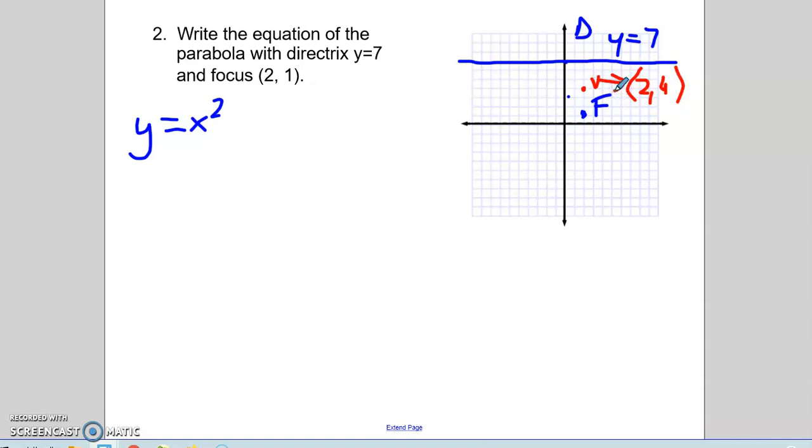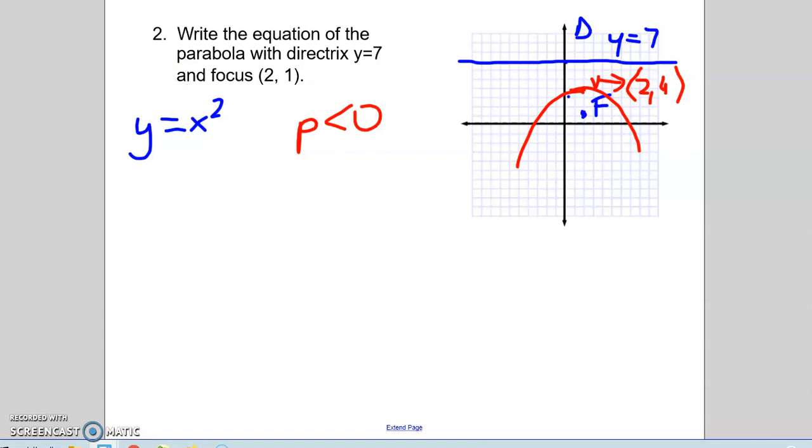And I know my focus is below my vertex, so it's kind of like this. That's a downward facing parabola, so I know p is less than 0 here. I know it's a y equals x squared type of parabola, so more like y equals negative. Well, we'll put the negative on the other side when we put in the p value.